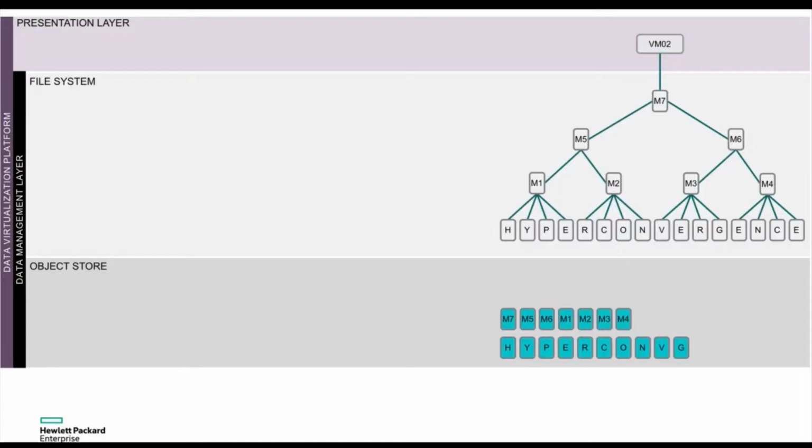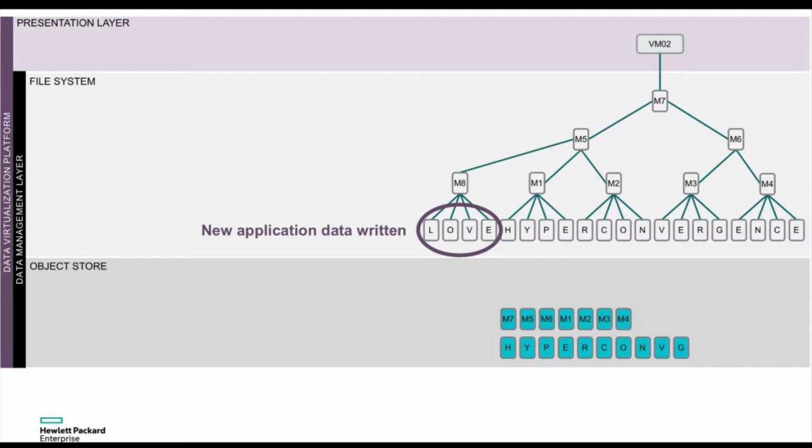So going back to our depiction of the DVP, we can see we've got a virtual machine. That's that same virtual machine 2 that we cloned earlier. All of its metadata and data below that. Now, what happens if I want to write love in front of hyperconvergence? Because, we all love hyperconvergence. So we've got this new set of data.